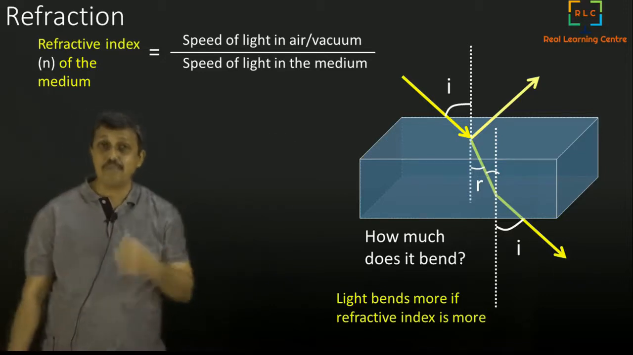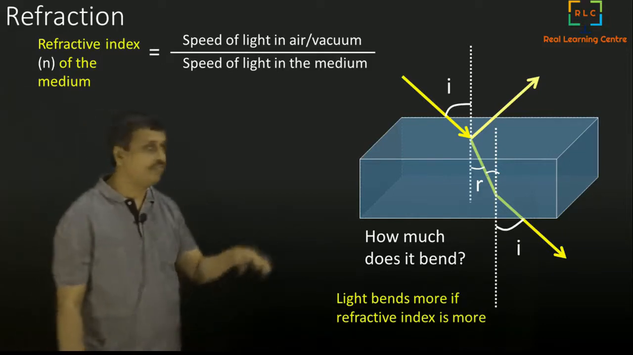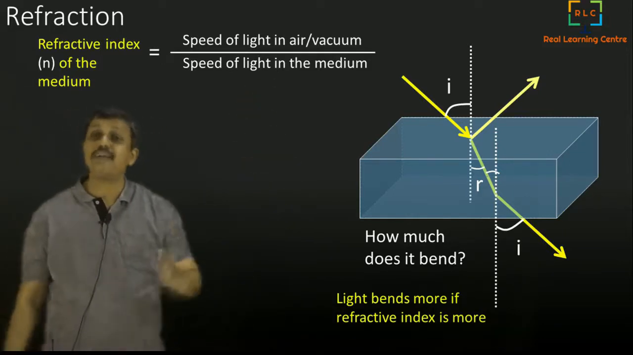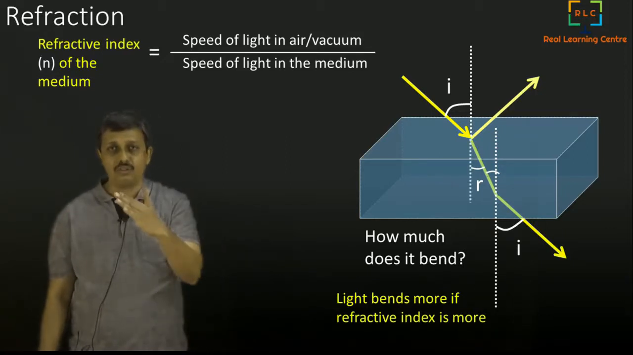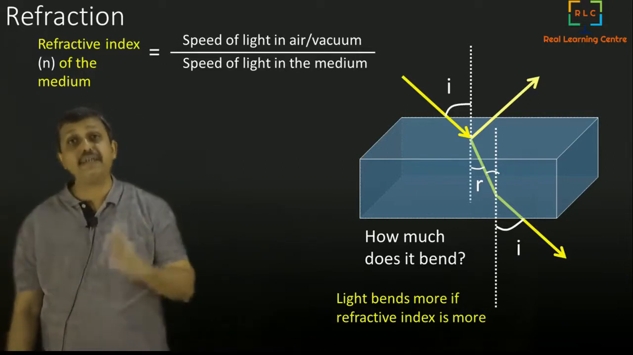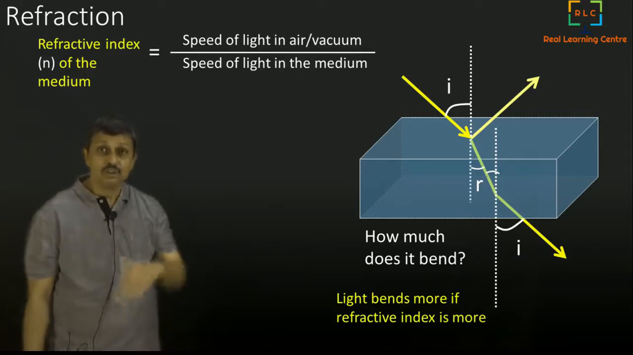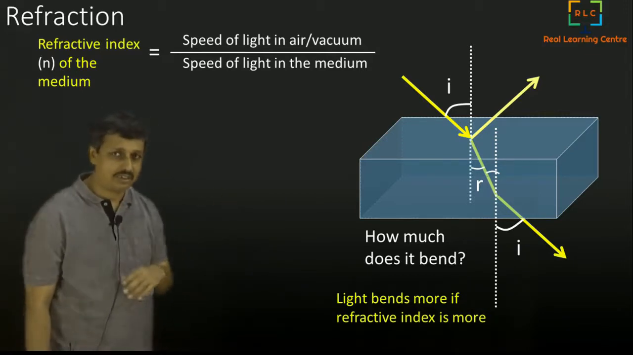That means if there is a bigger difference in the speed between air and that medium, then it bends more. In the junction, if it has to suddenly switch over the speed of light, so to a great extent, it bends more. Okay, so why it bends, we'll see that in the theory, but this is the observation first.